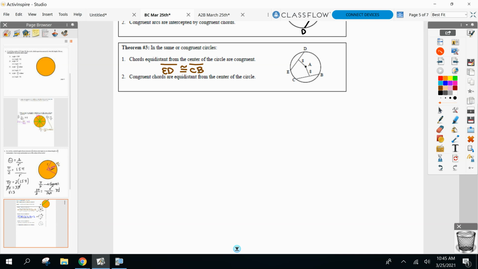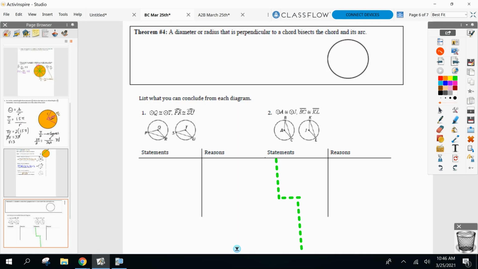All right, everyone, all right, on 3. Now, this last one's a big one. We're going to use this last one a lot, not only in proofs, but in our algebra problems: theorem 4. Here's what this bad boy says. If you have a diameter, so let me draw in a diameter first. Diameter AB, and it is perpendicular to a chord. Ooh, there's a word we haven't heard in a while. So here's chord CD. They intersect at point E.